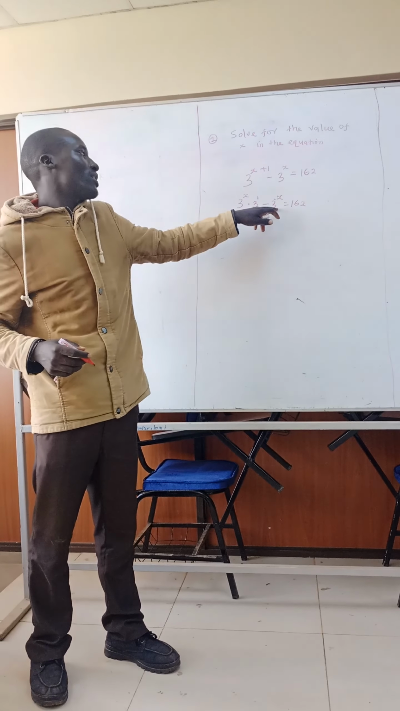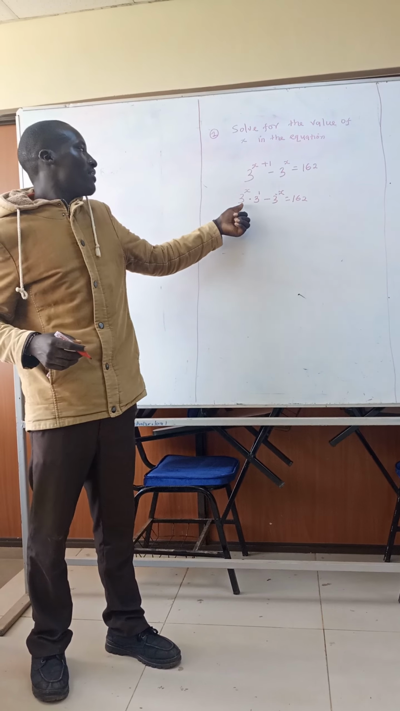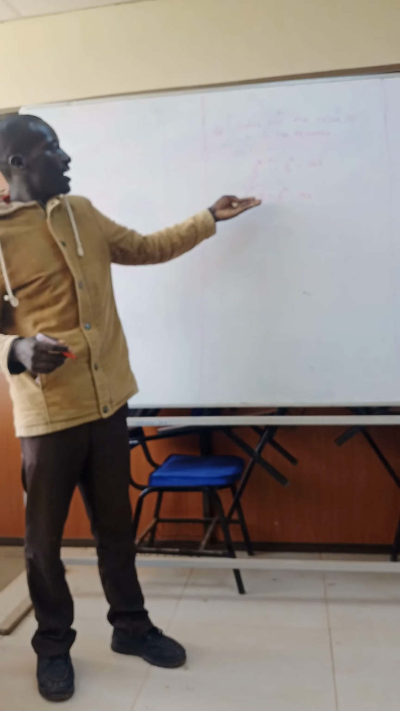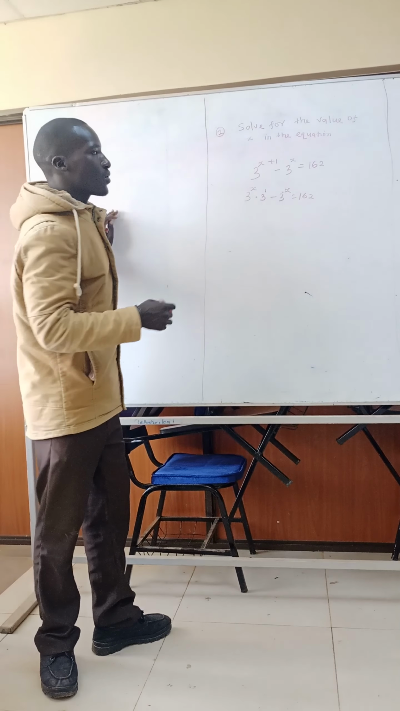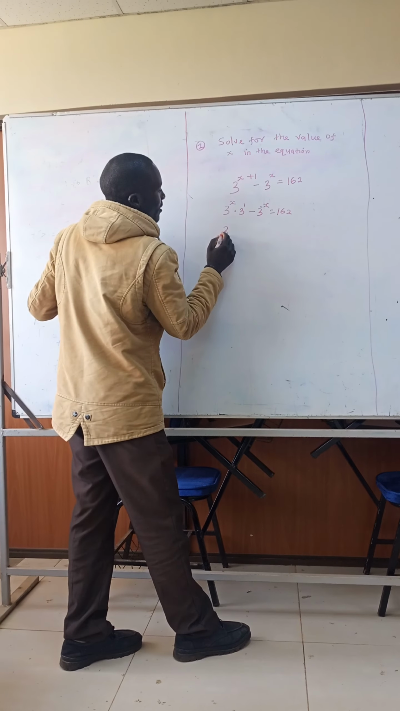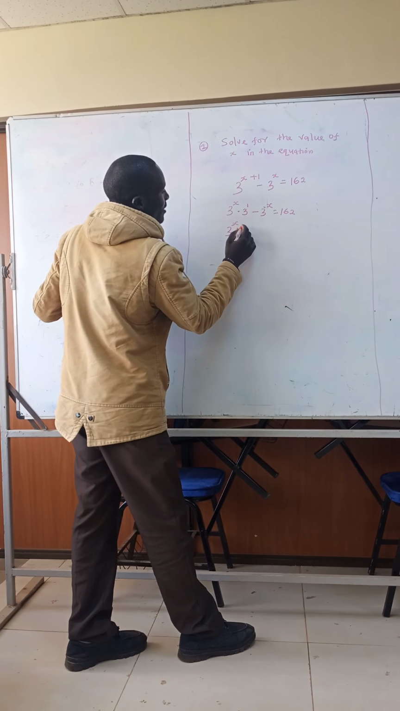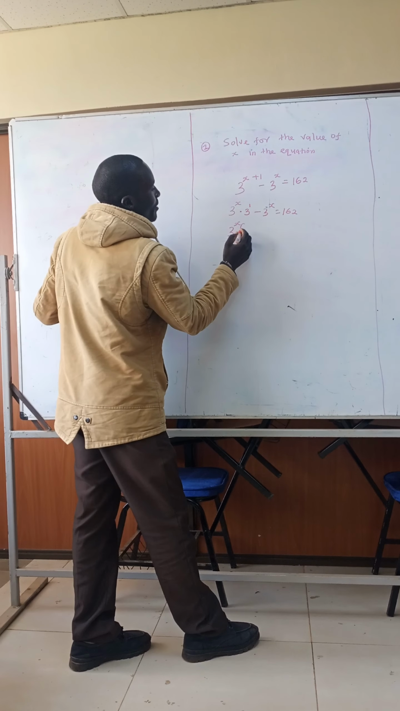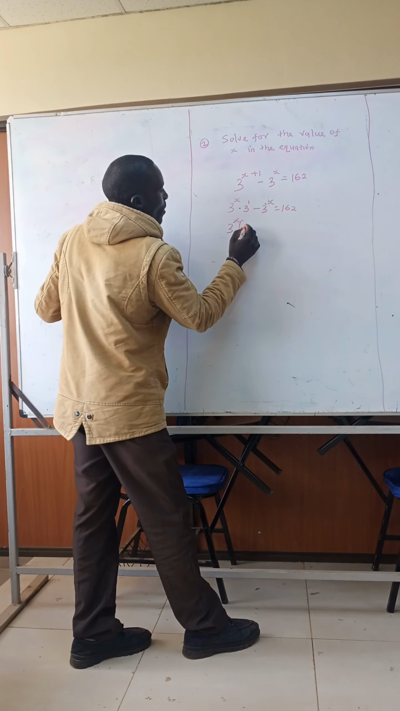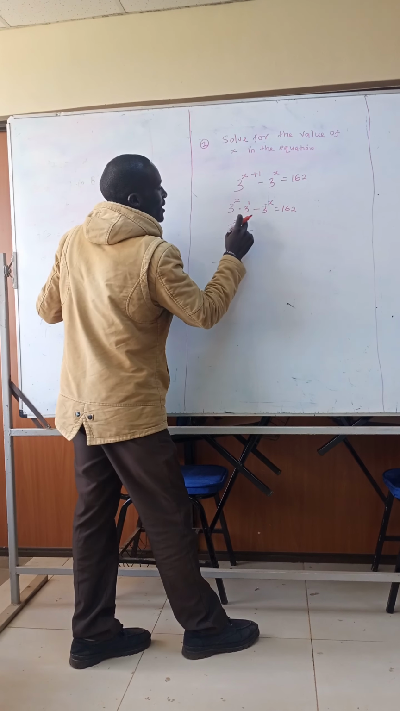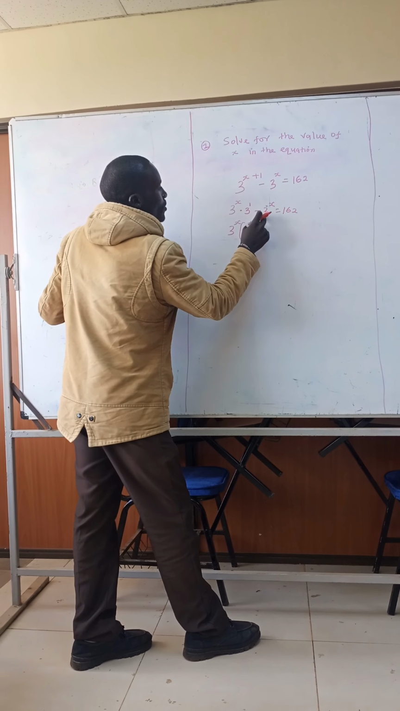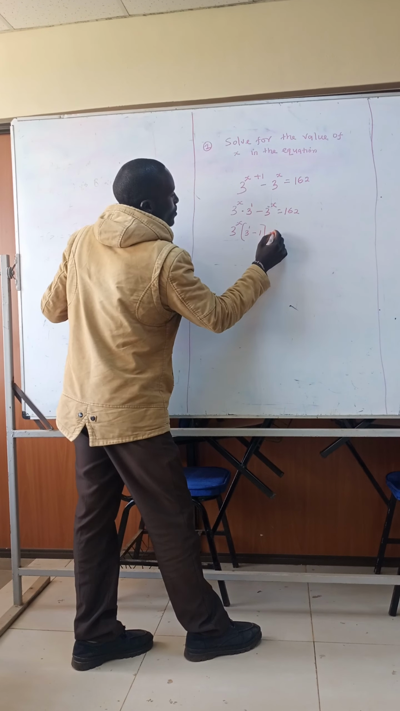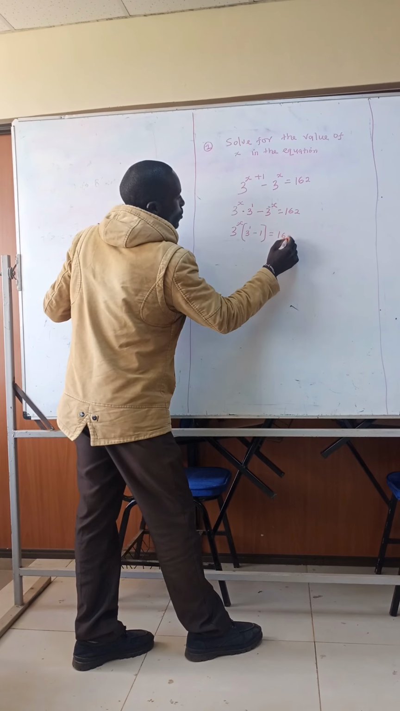Now, the next step that we will take is that we shall factor out 3 raised to power x here and also here. Because we have 3 raised to power x here and we have 3 raised to power x here, and we have a minus separating them. So when we factor out 3 raised to power x here, we shall remain with 3 raised to power 1. Then minus, when we factor out 3 raised to power x here, we shall remain with 1. Then we close the bracket equals 162.